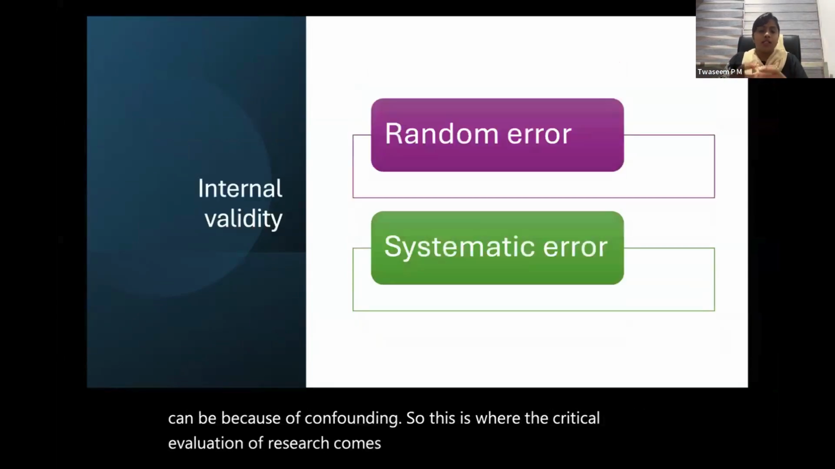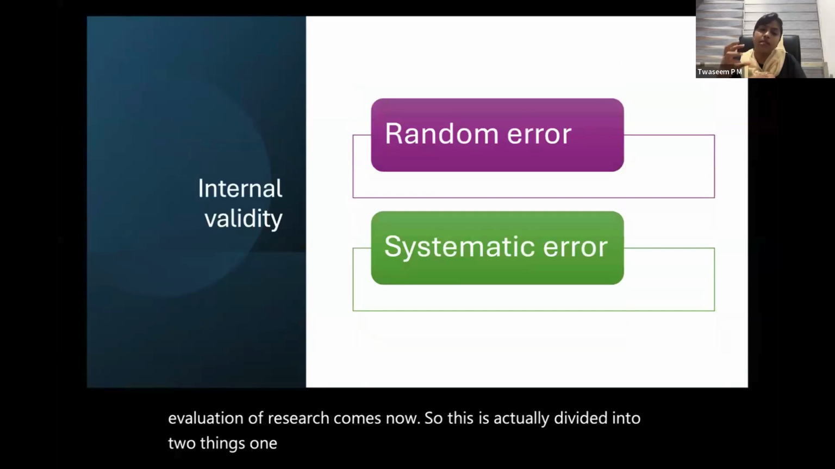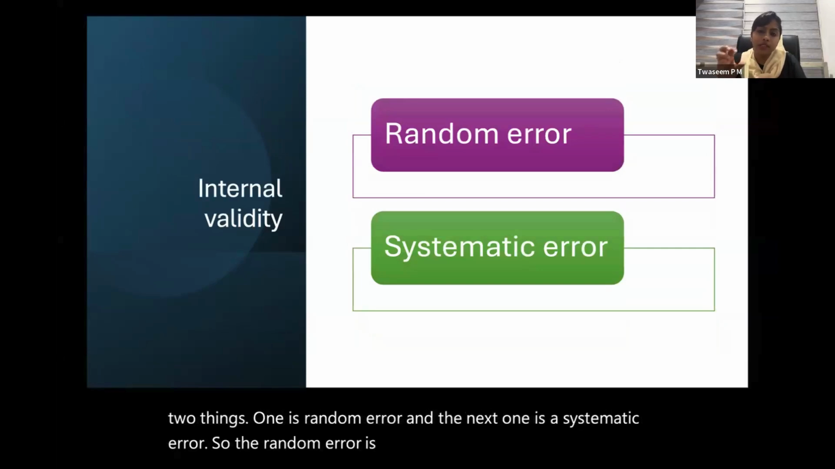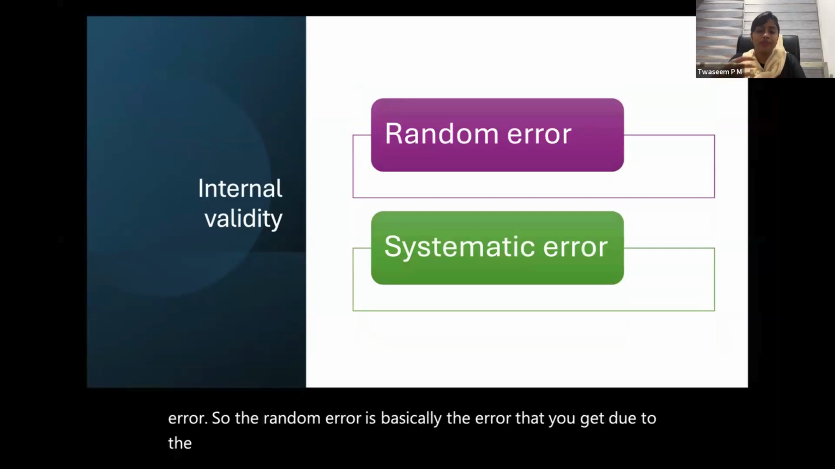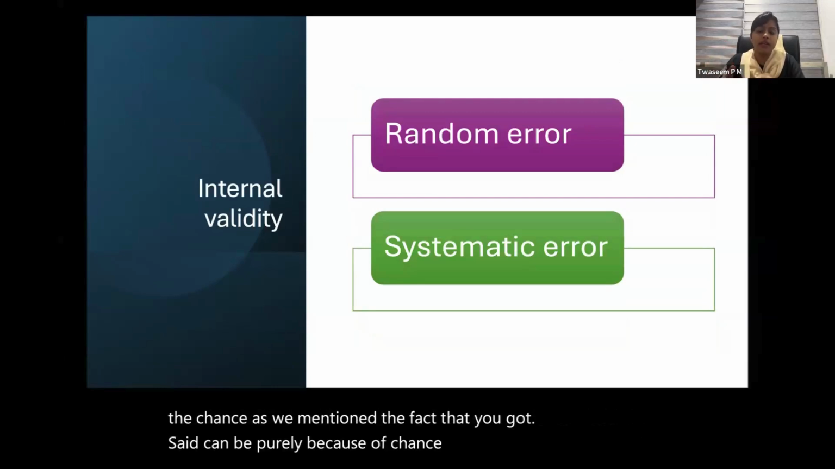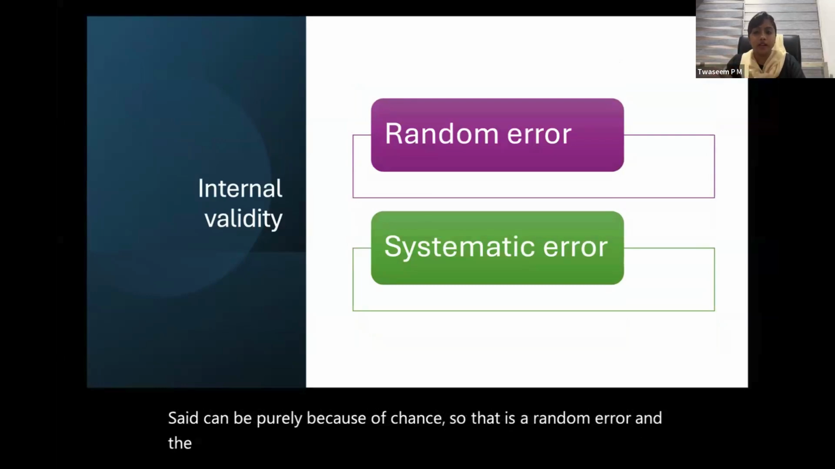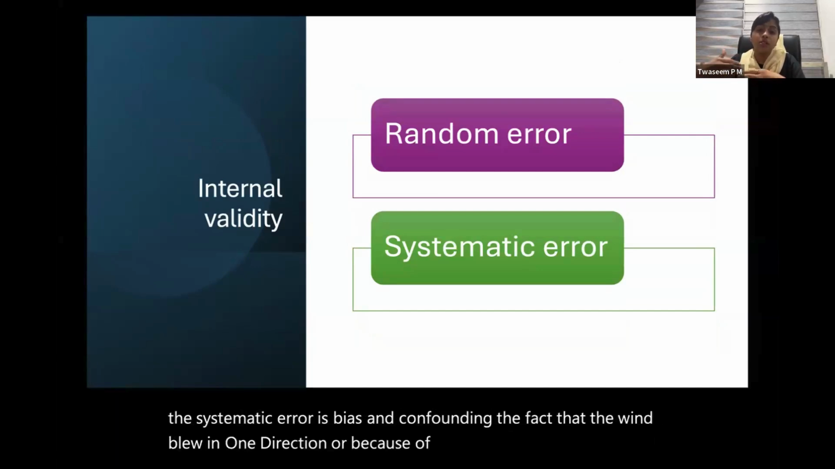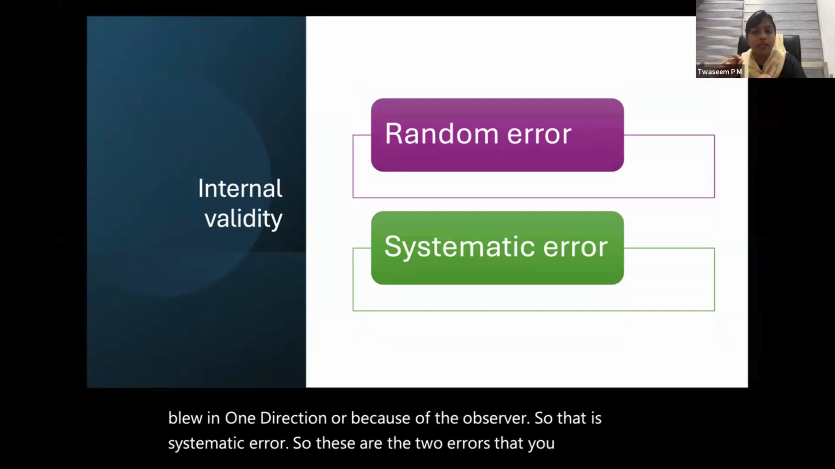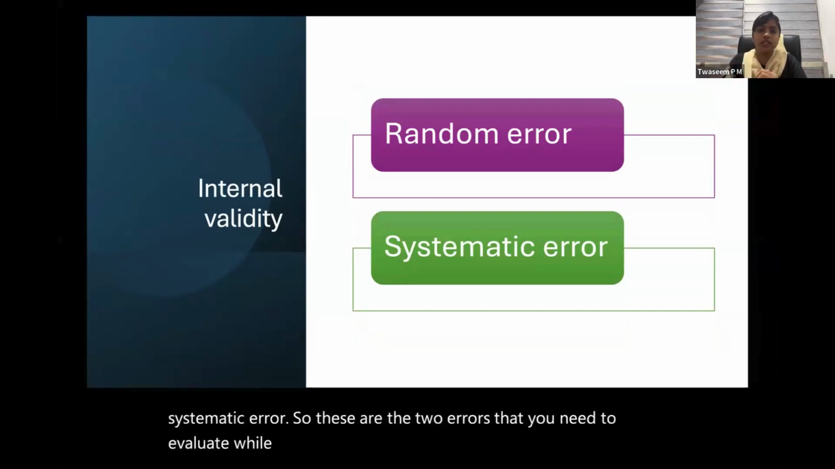Now, this is actually divided into two things. One is random error and the next one is systematic error. The random error is basically the error that you get due to chance. As we mentioned, the fact that you got 9 times head can be purely because of chance. So that is a random error. And the systematic error is bias and confounding, the fact that the wind blew in one direction or because of the observer. So that is systematic error. These are the two errors that you need to evaluate while you look at a research article.